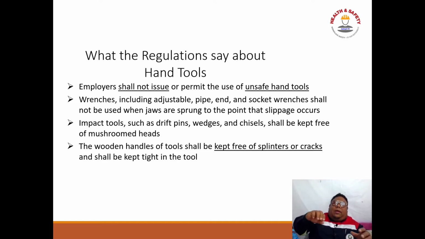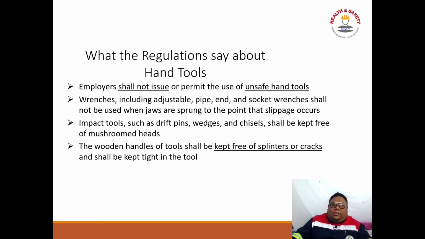I will explain further on this one. And impact tools such as drift pins, wedges, and chisels shall be kept free from mushroom heads. We shall see this in the following slides. And the wooden handle of a tool shall be kept free of any splinters or cracks and shall be kept tight in the tool. That's why, take note, guys, it is very, very important.